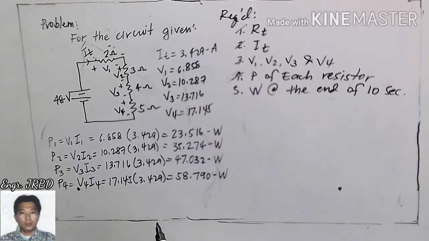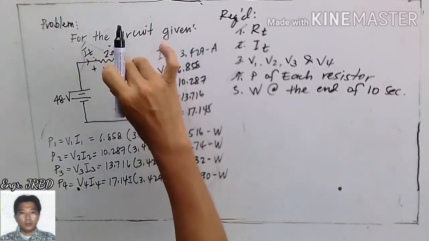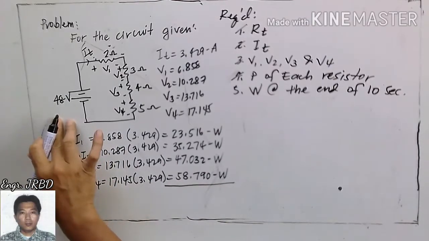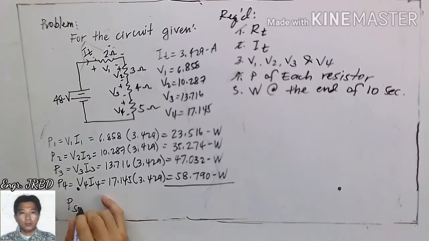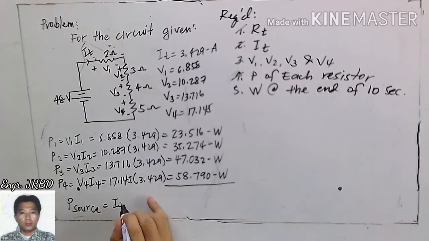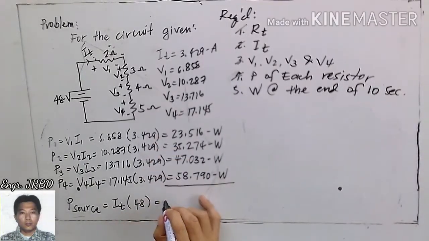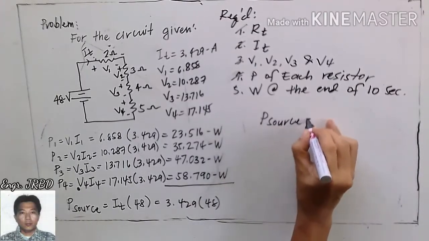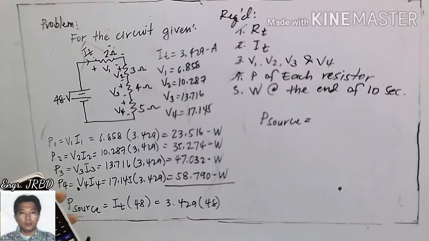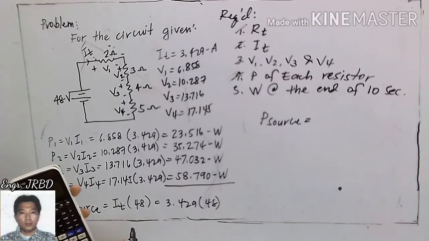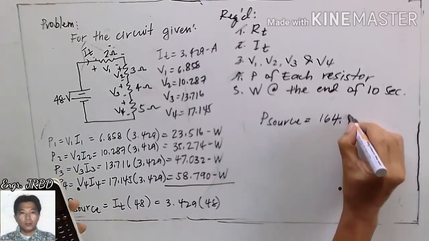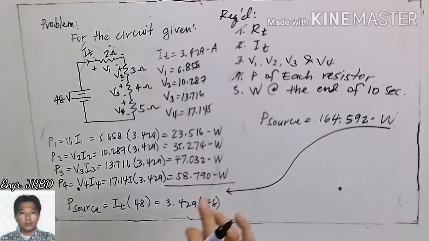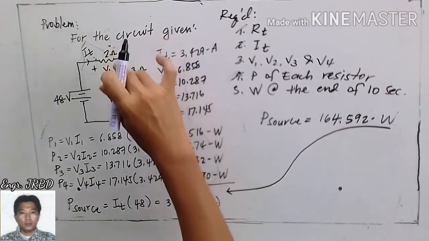The next question is, how sure are you that these powers are actually the consumption of your 2, 3, 4, and 5 ohm resistances? The easiest way to do that is to obtain the total power that is being supplied by your 48 volt source. The total power supplied by your source can be computed as the total current times your 48 volts. Total current is 3.429 times 48 volts. Total power being supplied by the source is 3.429 times 48, that is 164.592 watts. And be sure that 164.592 watts is also the sum of the powers consumed by your 2, 3, 4, and 5 ohm resistances.